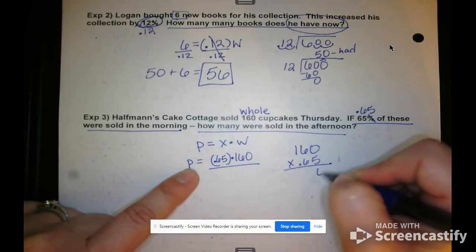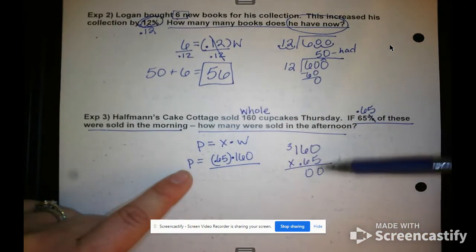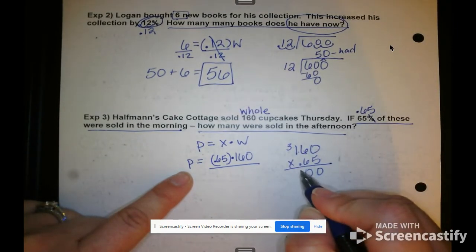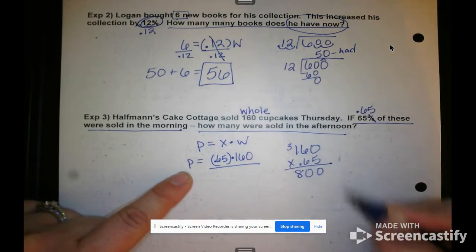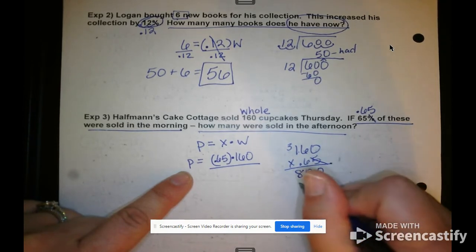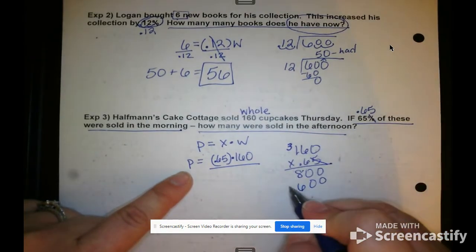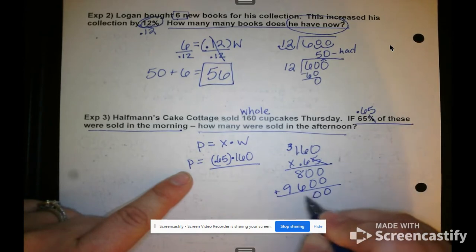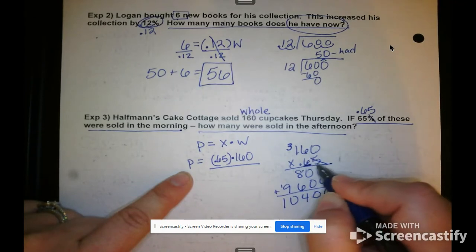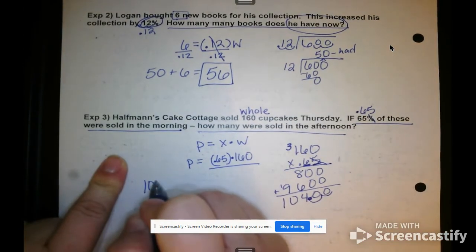So I have 0 times 5. What's 5 times 6? 30. Carry my 3. 5 times 1 plus 3 is 8. Done with my 5. Put a 0. So 6 times 0 is 0. 6 times 6 is 36. Carry my 3. 6 times 1 is 6, plus 3 is 9. It'd be 10,400. How many decimal places do I have? 2. So move over 2. 104. So what was 104 representing?